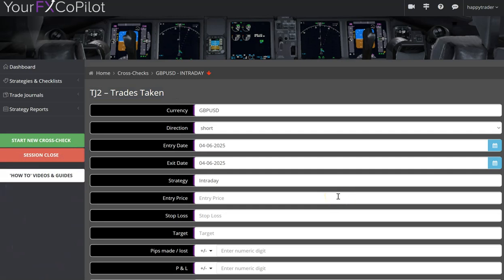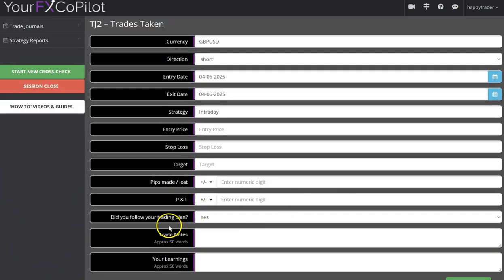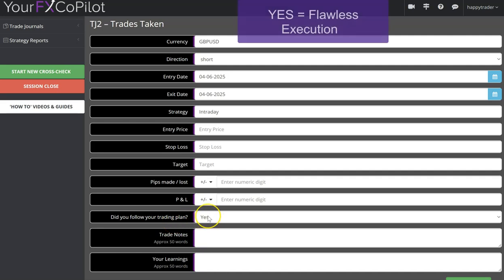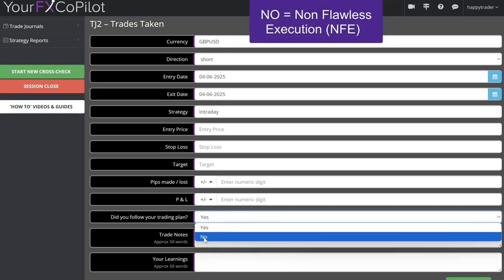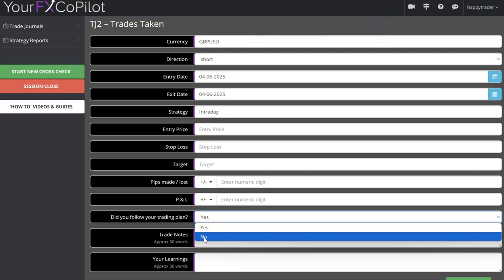So if you now scroll down on the TJ2 form, you will find this question: did you follow your trading plan? Yes indicates that you did follow your trading plan, i.e. flawless execution, and no indicates that you didn't. So that's non-flawless execution, or NFE as we abbreviate it to. So if you did follow your trading plan, mark it yes for flawless execution, and if you didn't follow your trading plan, then mark it no for non-flawless execution.